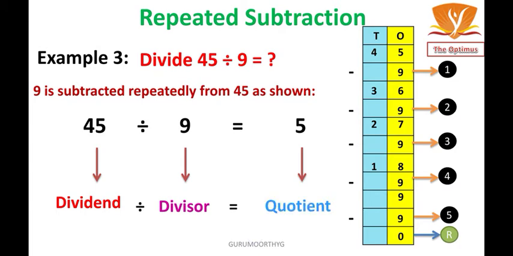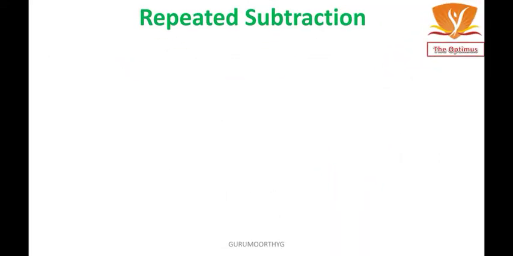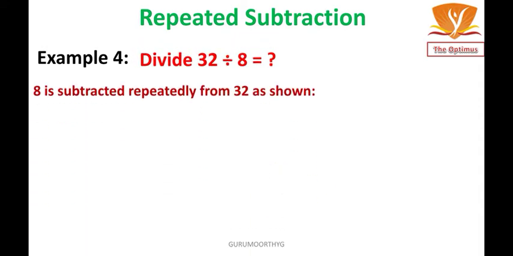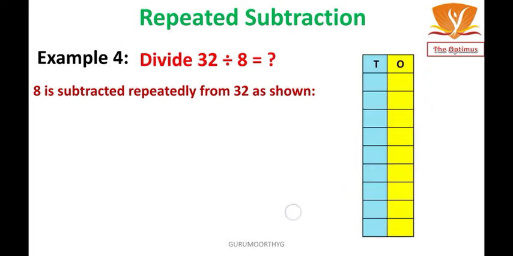One more example for you. 32 divided by 8 equals what? Step 1. Here 8 is subtracted repeatedly from 32 as shown. I am going to represent it in a place value chart. 32 minus 8 equals 24. 24 minus 8 equals 16. 16 minus 8 equals 8. 8 minus 8 equals 0.